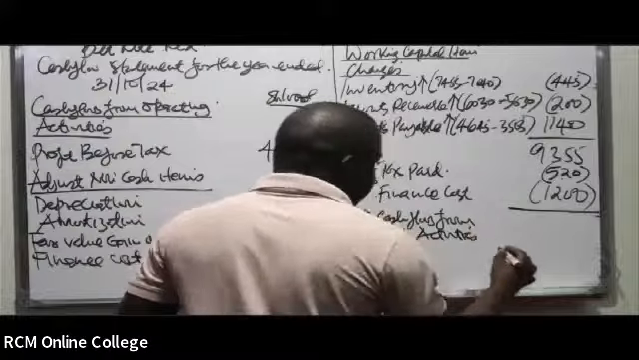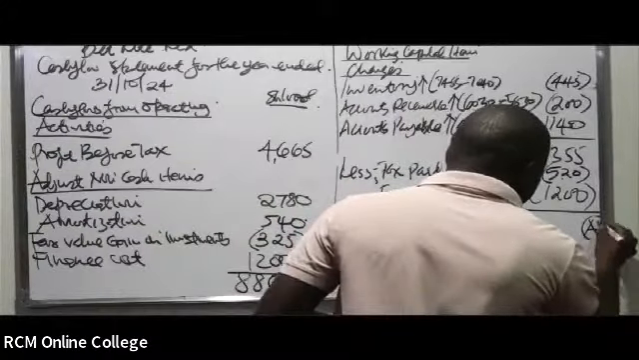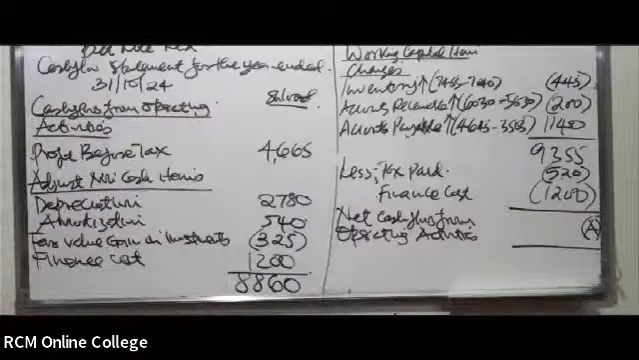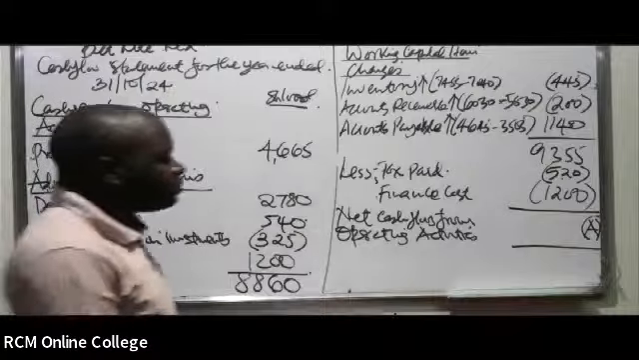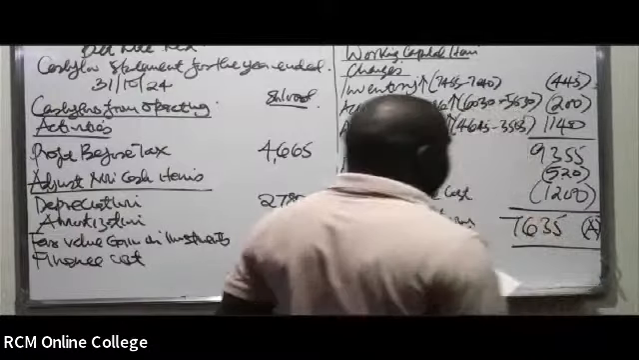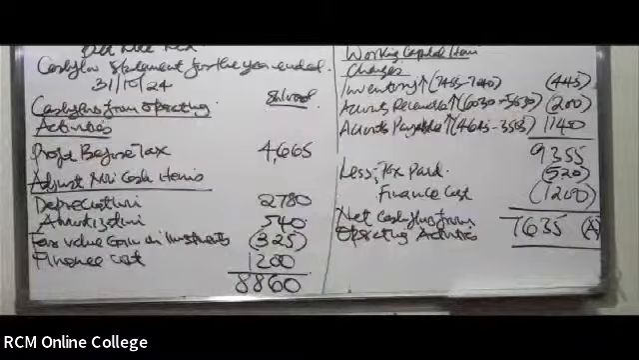Then now the final figure for part A. What is the final figure for part A? So 93.55 minus 520 minus 1,200. You're getting 76.35. So we'll have 76.35. So like that. So that is the first part.